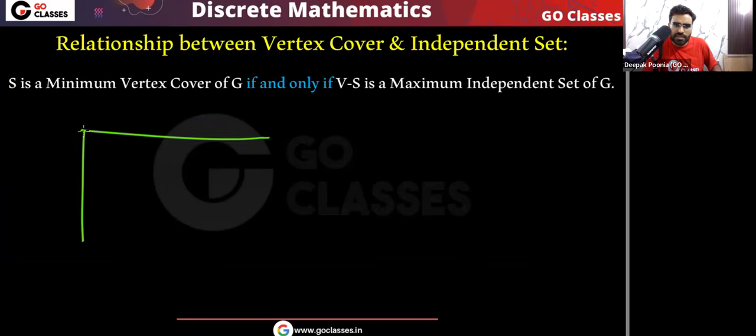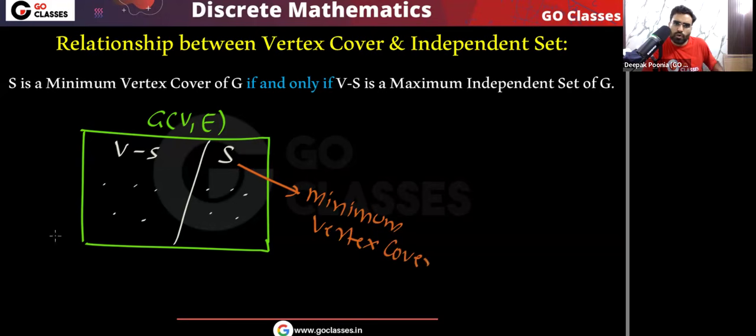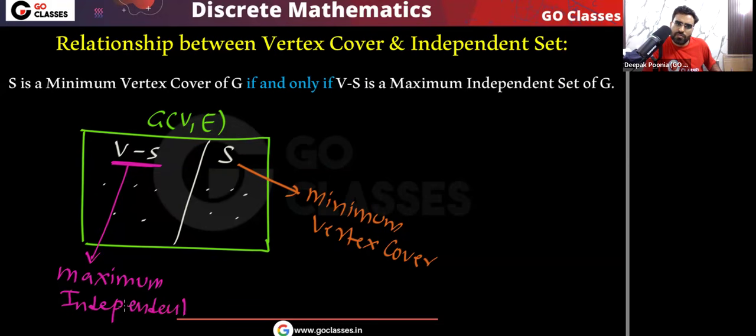So if this is the graph G(V, E), and let's assume this S is a set of vertices, and this V minus S is the remaining vertices. Here, if this S is a minimum vertex cover, if this is the smallest vertex cover, then the remaining vertices will be the largest independent set. That will be the maximum independent set. I hope you understood.